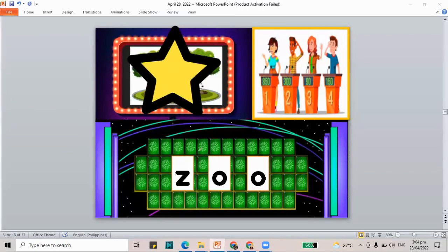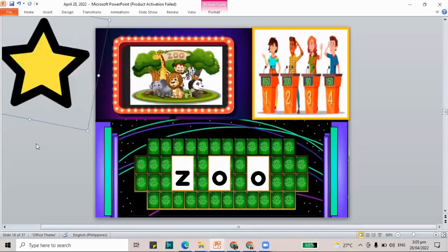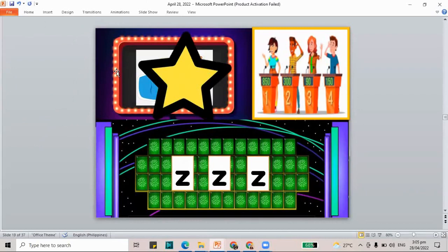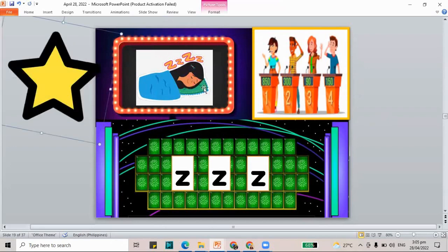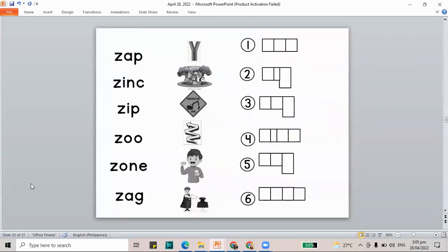Then we have Z-O-O, zoo. Remember, the zoo is the place where animals stay in a city. Do we have our zoo? Yes, that's zoo. Next one, there are 3 Z's in here. What is that one? You know what? You also do this one. When you're sleeping and you have dreams, you're taking your Z's, you're taking your sleep. Just like the girl, she has her Z's. She is sleeping.